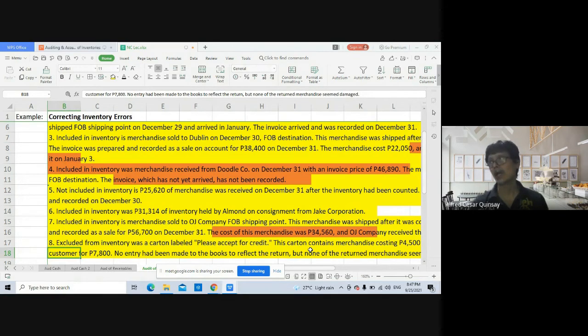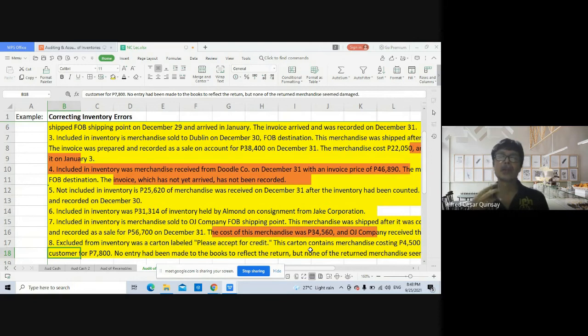Yung binenta, isinusoli ng customer. So, therefore, itatanggalin natin siya. We will subtract that from our sales by means of sales returns and allowances, which we will have in our adjusting entry for that, no. We have an adjusting entry for that, no. And credit for accounts receivable. This is for deduction for receivables, no.